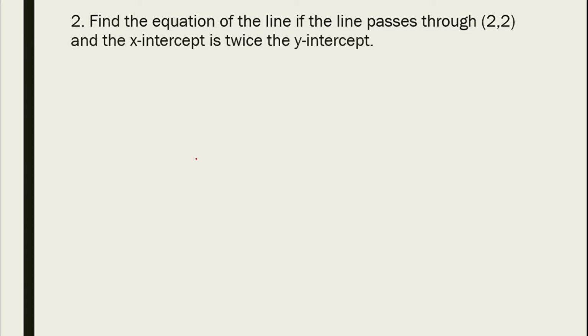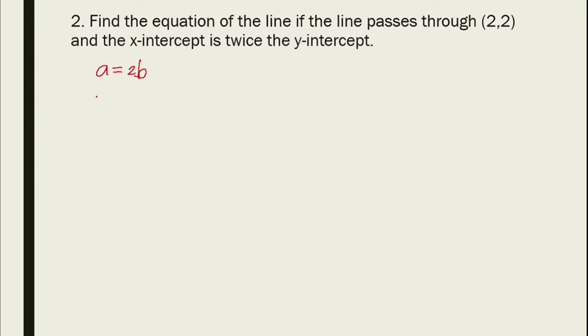Find the equation of the line if the line passes through (2, 2) and the x-intercept is twice the y-intercept. There are two solutions that I will be giving today. First, since the x-intercept is twice the y-intercept, we have a equal to 2b. So a is twice the y-intercept.